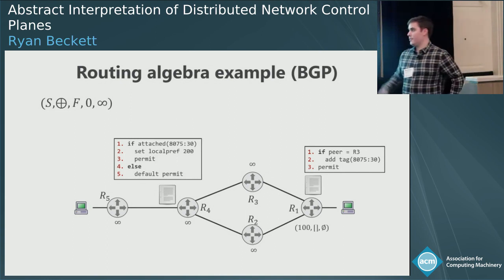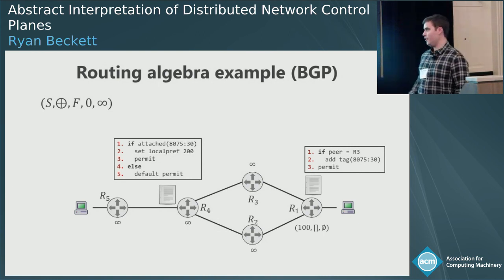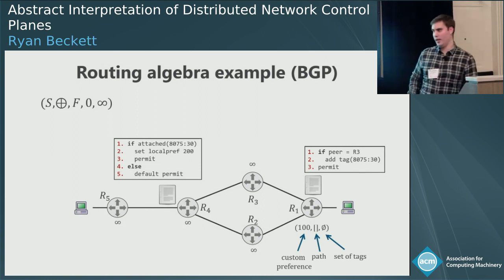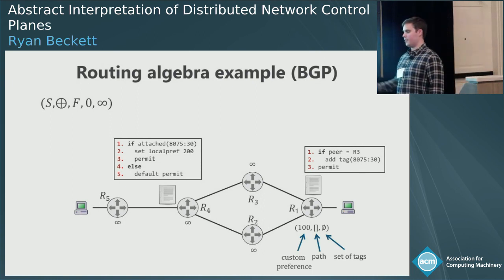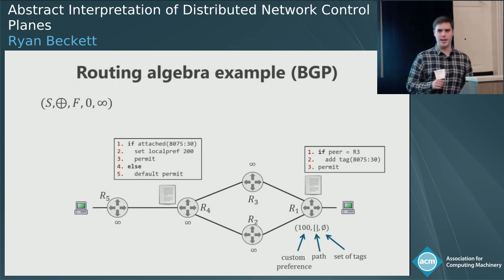OK, so the simulation would start with every router having no route except for the destination R1. R1 would have the initial route for this protocol, BGP. And I'm showing a very simplified version here. So it has three components: a custom preference that you can set, the path that the route has taken, and a set of tags that can be attached or removed from the message.